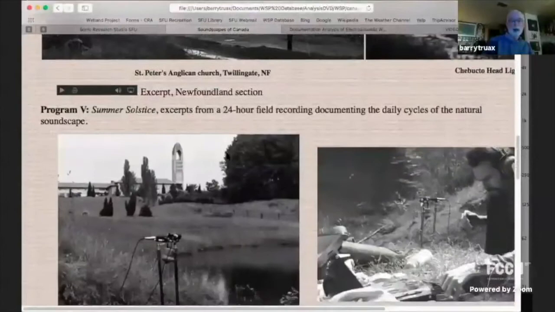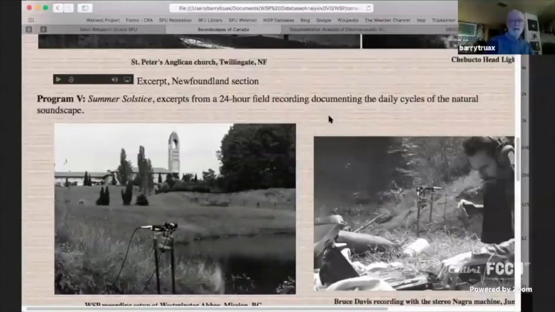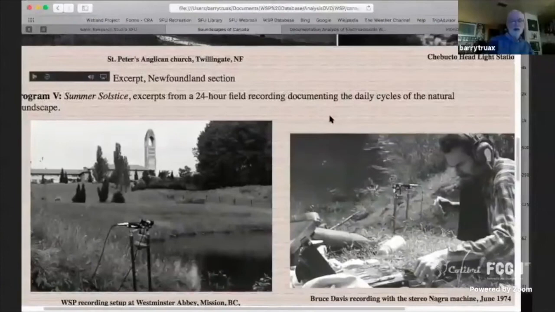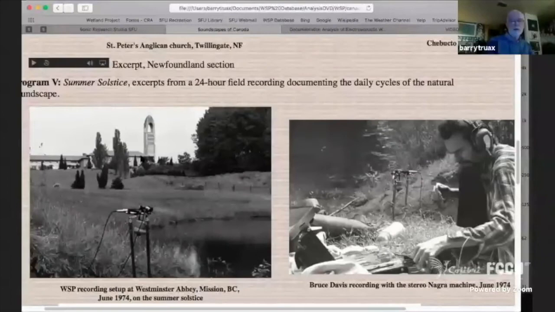Possibly one of the most suggestive programs here was the summer solstice, the 24-hour summer solstice recordings that the whole team did collectively near a pond on the grounds of a rural abbey. Even though I don't think we were in touch with Bernie Krause in 1974, that happened later, it was contemporaneous with him also starting to record complete natural environments and soundscapes.